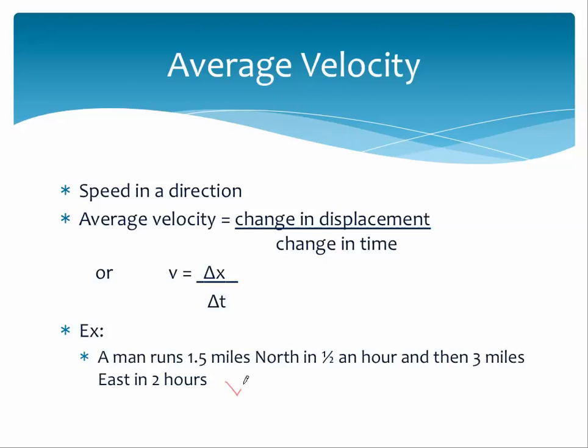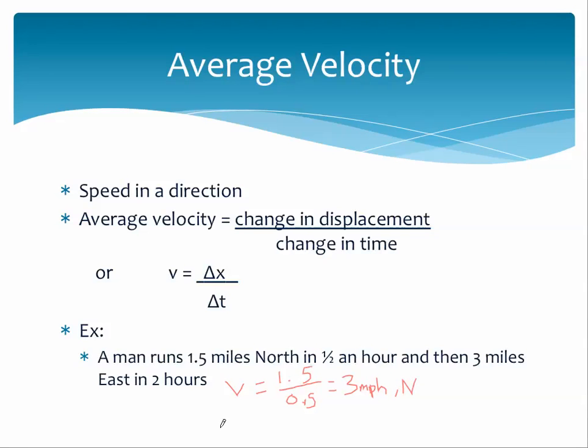The average velocity equals change in displacement, and he goes 1.5 miles, divided by the change in time, and it was half an hour. So his average velocity in this time frame was 3 miles per hour, and we can write that, miles over hour, or we can write mph, north.